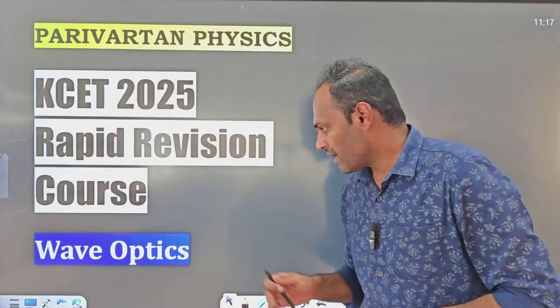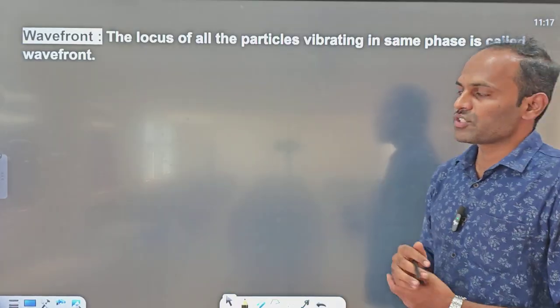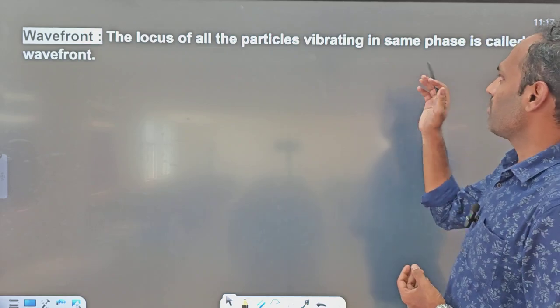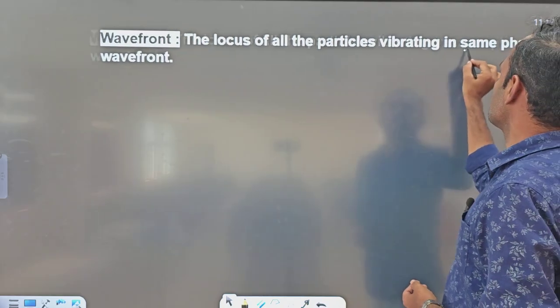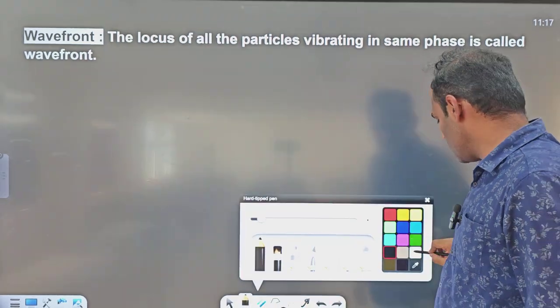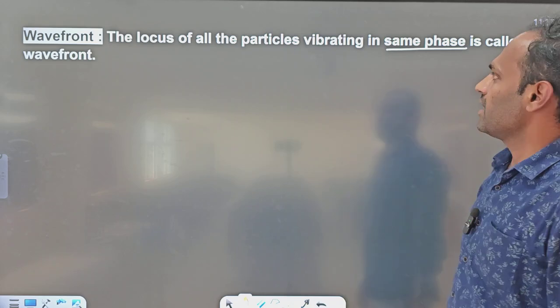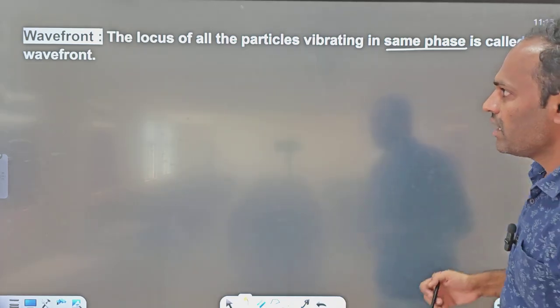Okay, without delaying, let us start the chapter then, wave optics. See, first, what is a wavefront? Wavefront is the locus of all the particles which are vibrating in the same phase. The phase difference between them will be zero, right? They are oscillating or vibrating in the same phase.